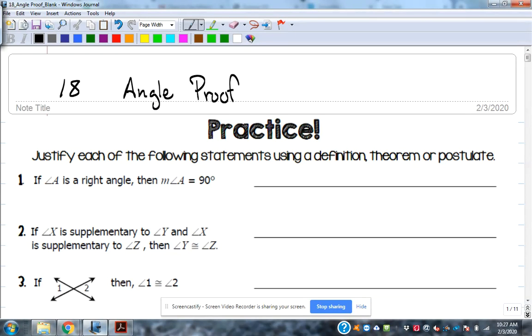All right, let's get these properties, or the theorem or postulate that meets that. So if angle A is a right angle, then the measure of angle A is 90 degrees. Yeah, that's easy stuff, right? Definition of right angle.